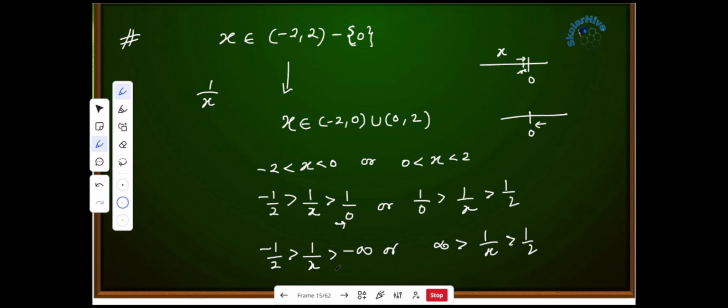Now if you find the values of x, they are from minus infinity to minus 1 by 2, and here from 1 by 2 to infinity. So here "or" means union, so just take the union between these. So 1 upon x belonging from minus infinity to minus 1 by 2 union 1 by 2 to infinity means except between minus 1 by 2 to 1 by 2, all the values of real numbers will come as a value of 1 upon x.